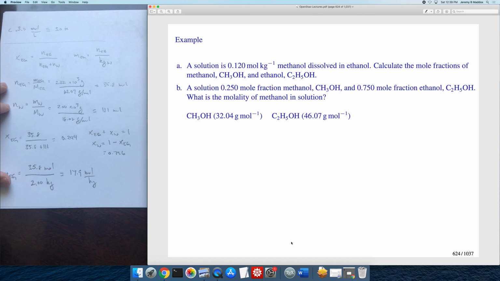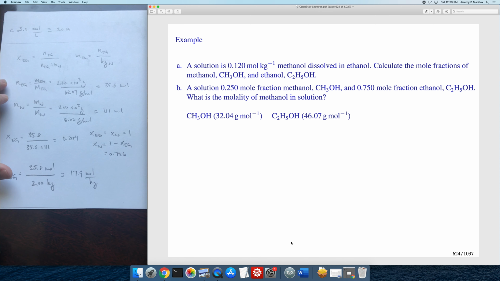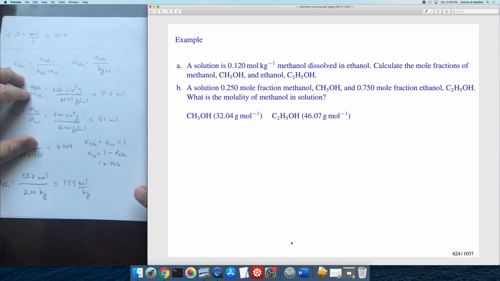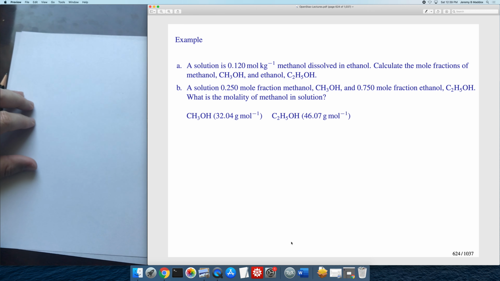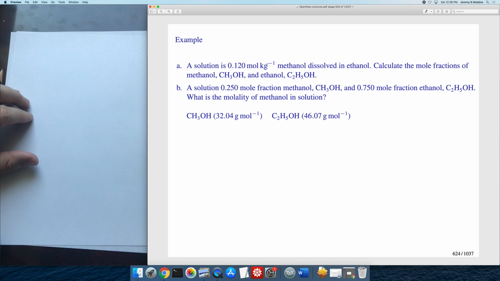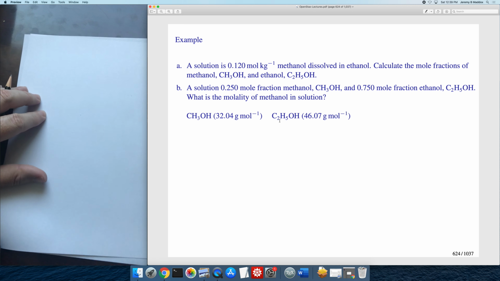And let's see if this is a different type of problem. So we have a solution where we're given the molality of methanol dissolved in ethanol, and they want us to calculate the mole fractions of each. So these problems are different, and they're a little bit more complicated. We're being asked to convert molality to mole fraction, and in the follow-up problem, we're asked to convert mole fraction to molality. So let's go ahead and work these problems.